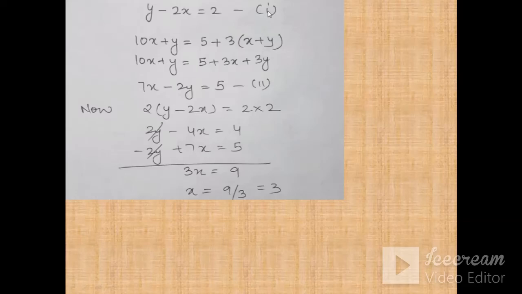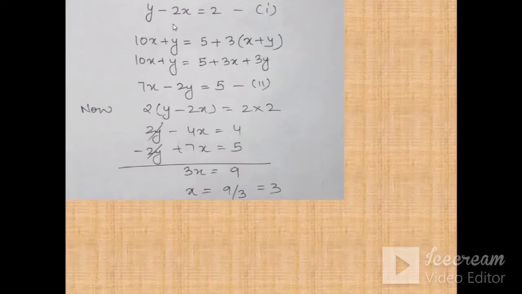The next condition given is the number obtained by interchanging the digits. So this is the reverse number, is 5 more than, that is 5 plus 3 times the sum of digits, that is 3 into x plus y. So this will be the second condition. The number obtained by reversing the digits is equal to 5 more than 3 times the sum of digits, 3 into x plus y. So when you solve, you will get the second equation as 7x minus 2y equals 5.